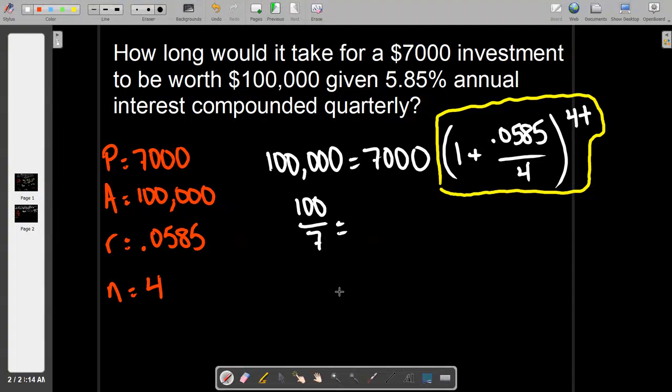you'll see this time that we don't want to go the decimal route. If I haven't made that point clear, I am terrible at my words. Remember, that's a decimal that we go, whoa, no thanks. So we leave it as 100 over 7. It's all good. And then on the right-hand side, we now have our power by itself. We have 1 plus 0.0585 divided by 4 raised to the power of 4t.